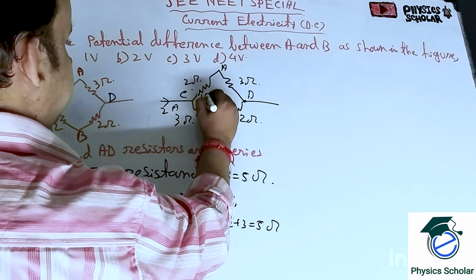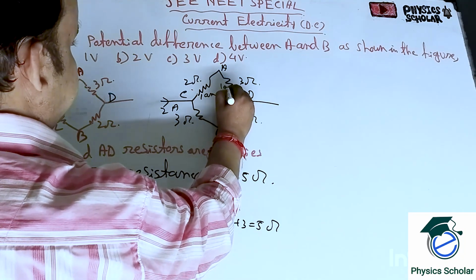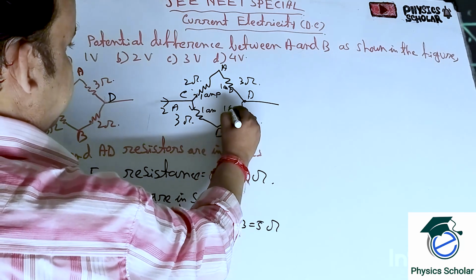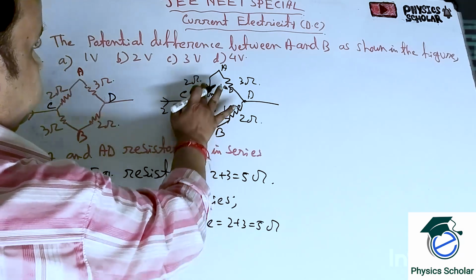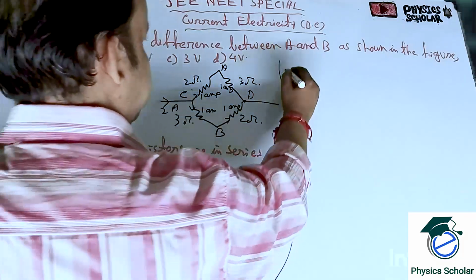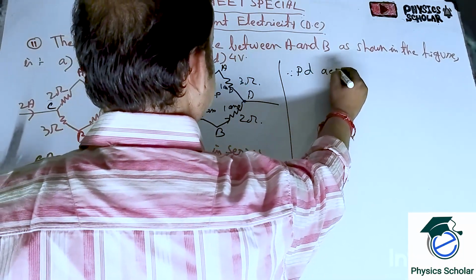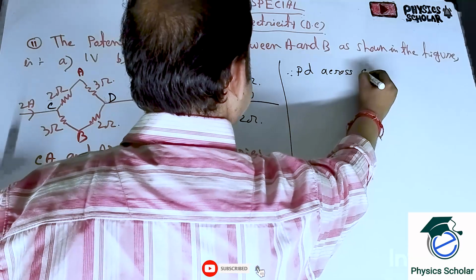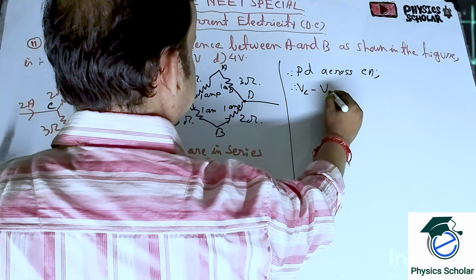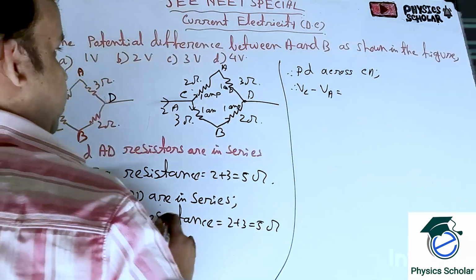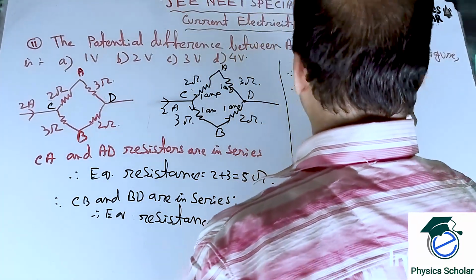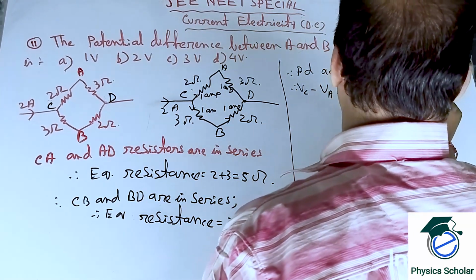That means it is 1 ampere, also 1 ampere, and also 1 ampere. Clear? So 2 ampere current is split, 1 ampere upside and 1 ampere downside. Now the potential difference across CA, across this resistor. So what we know? VC minus VA is equal to what? The voltage is 2 into 1, which is equal to 2. It is equation number 1.